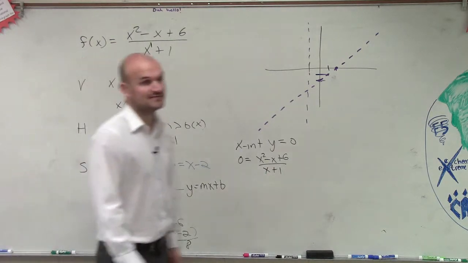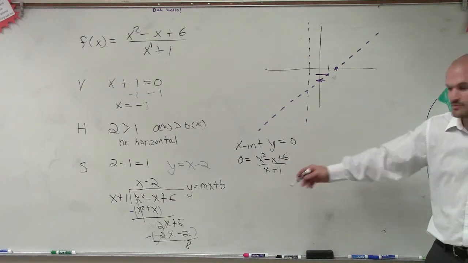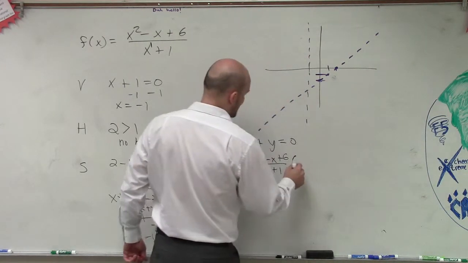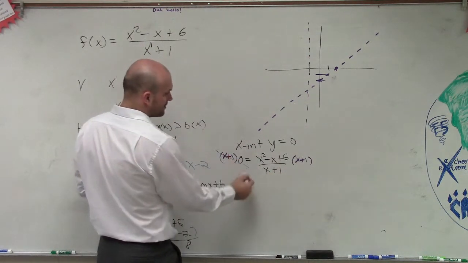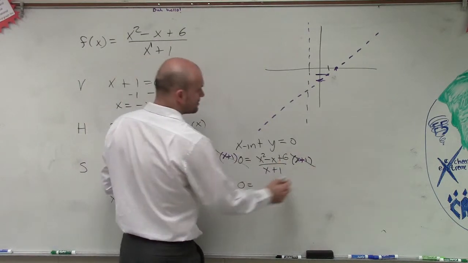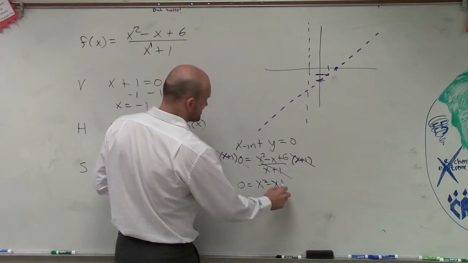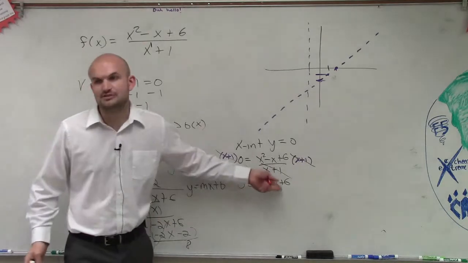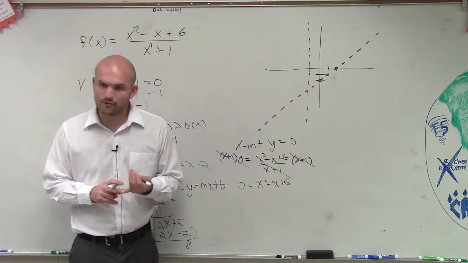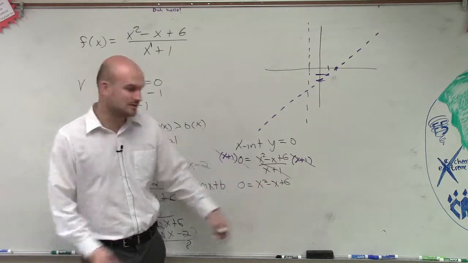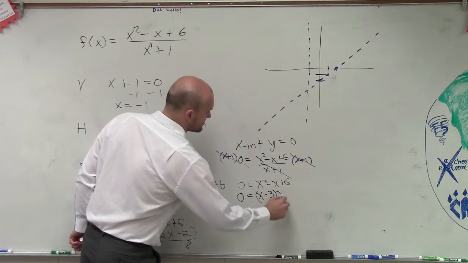Now you might say, all right, that's kind of difficult to solve for x, right? But to solve for x, the first thing we need to do is get x plus 1 off the bottom. So what I'll do is I'll multiply by x plus 1. Well, x plus 1 times 0 is still 0. X plus 1 divided by x plus 1 divides to 1. So I'm just left with x squared minus x plus 6. Now, do we know how to solve a quadratic when it's set equal to 0? Yeah, you can factor, complete the square, or use quadratic formula. Fortunately for us, this is factorable. So we can say 0 equals x minus 3 times x plus 2.